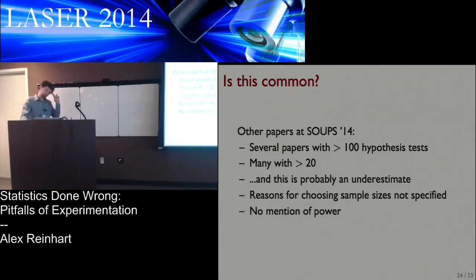And none of the papers I looked at specified why they chose the sample size they had. Usually it was, I think a lot of them were Mechanical Turk. So it sort of smells like they just said, well, I have a couple $100 in Mechanical Turk account right now, so I'll just use that and see what I get.